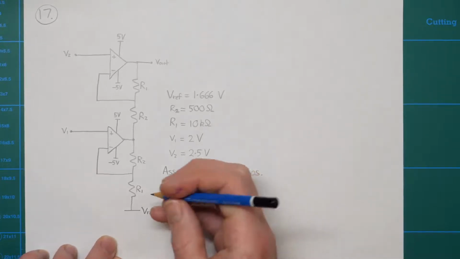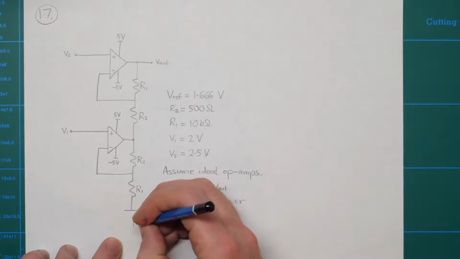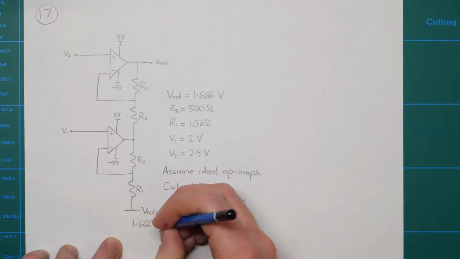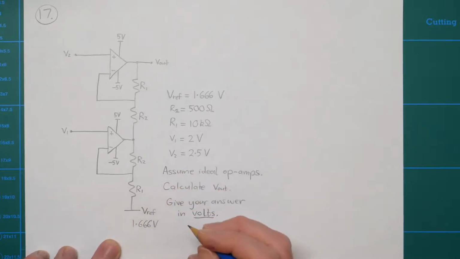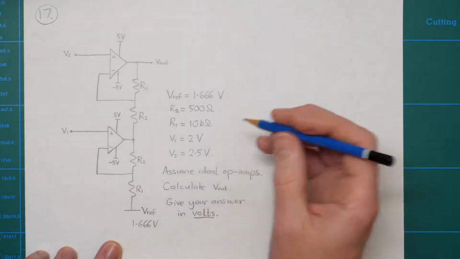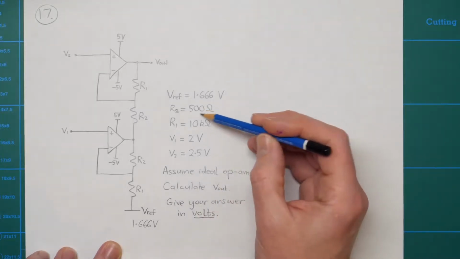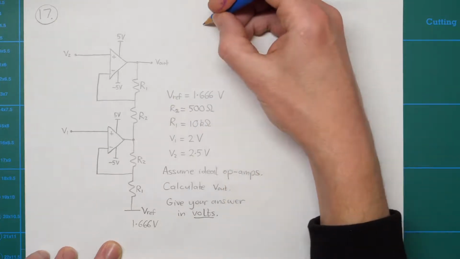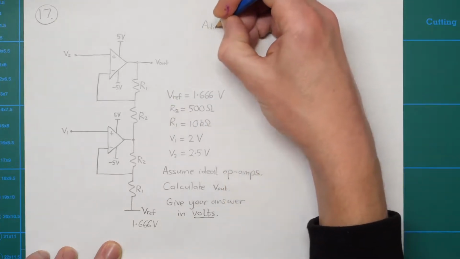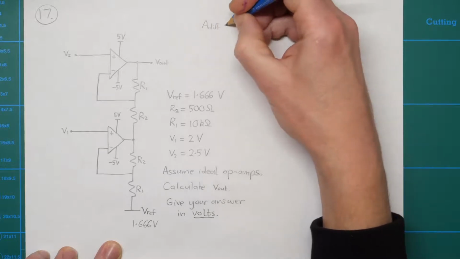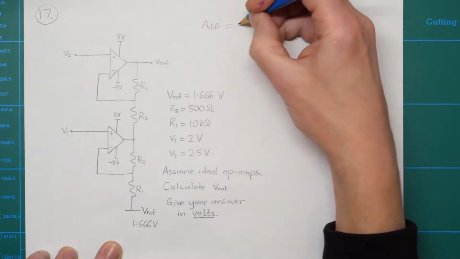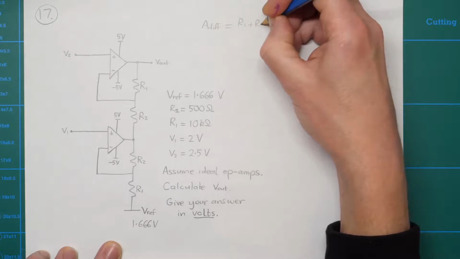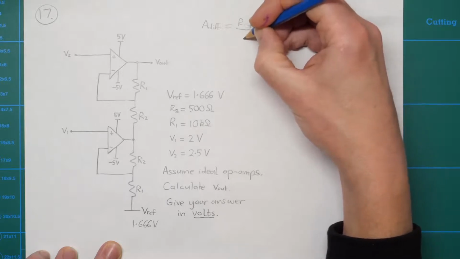So in this question, Vref is equal to 1.666 volts. I think that's actually the same as what we had in our circuit that we built. OR2 is 500 ohms and OR1 is 10k. So one thing we can say here straight away is we're going to have a much bigger differential gain than we had before. So ADIF is going to be OR1 plus OR2 over OR2.